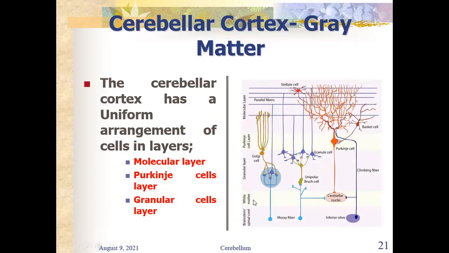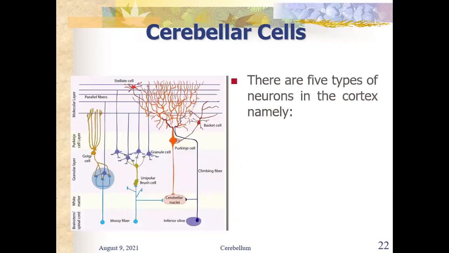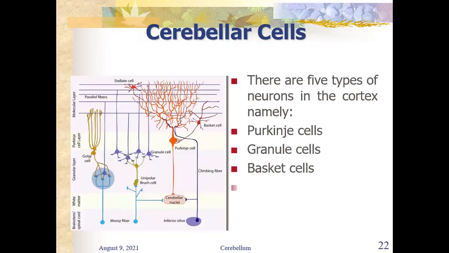We have cells as well in the cerebellar cortex. There are 5 types of cells or neurons, including the Purkinje cells. As you can see in the diagram on the left side of your screen, you can see the Purkinje cells, the granule cells, the basket cells, the stellate cells, and even the Golgi cells. Those are the cells present in the cerebellar cortex. So you can note the layers of the cerebellar cortex and the cells that are present in it.